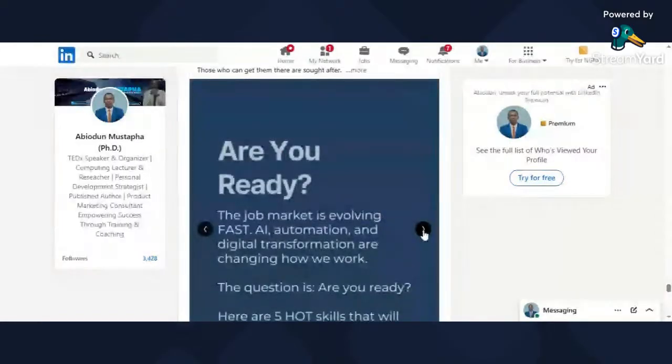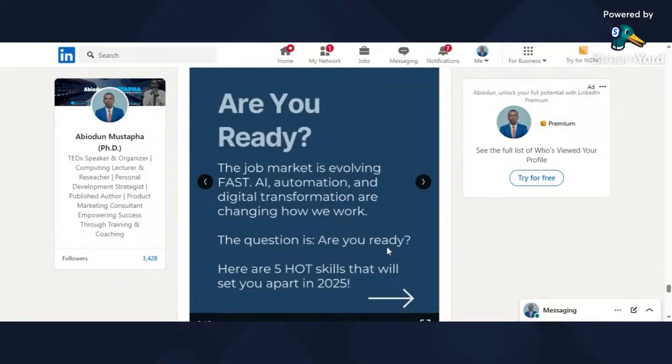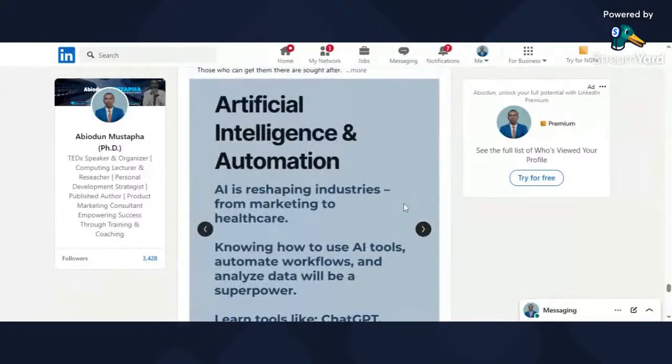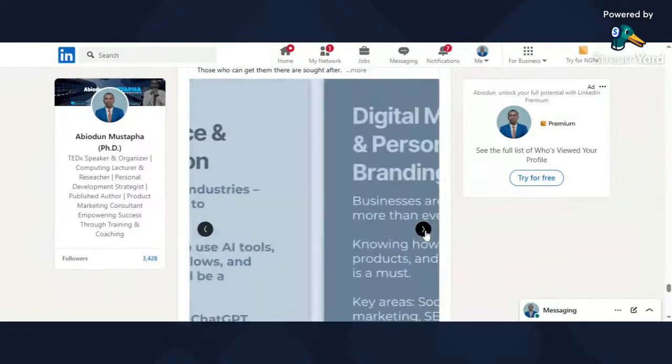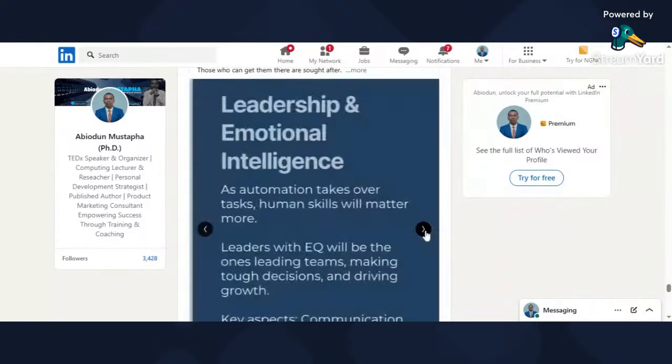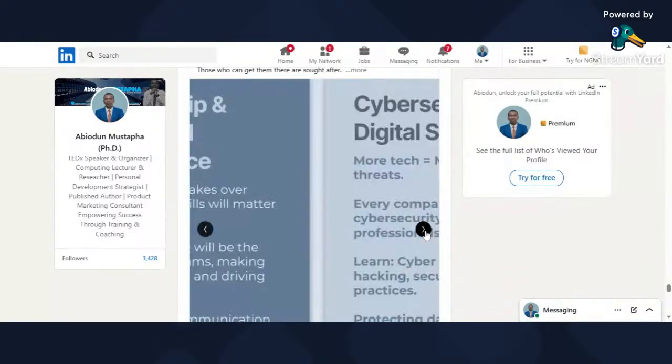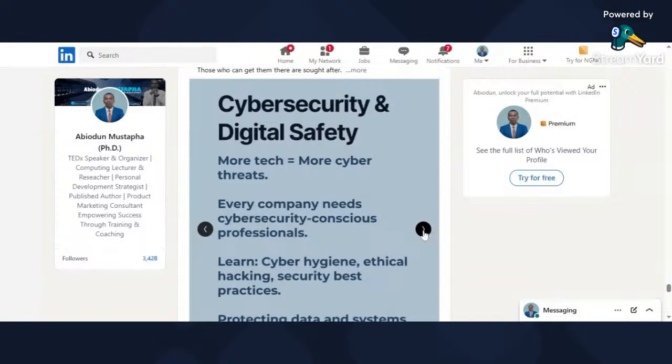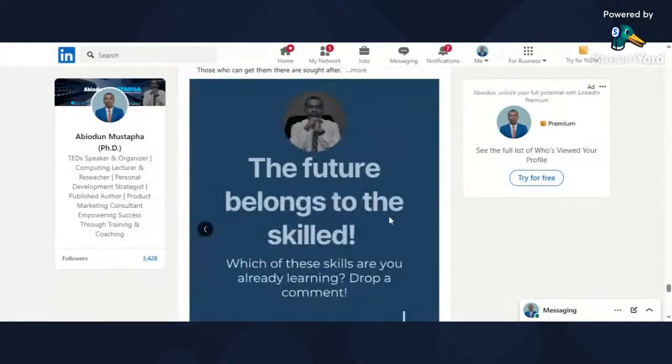Are you ready? The job market is evolving fast. AI, automation, digital transformation are changing how we work. The question is, are you ready? You have 5 hot skills that will set you apart. Number 1, artificial intelligence and automation, digital marketing and personal branding, digital literacy and analytics, leadership and emotional intelligence, cybersecurity and digital safety, like that. This is an example of a carousel content.